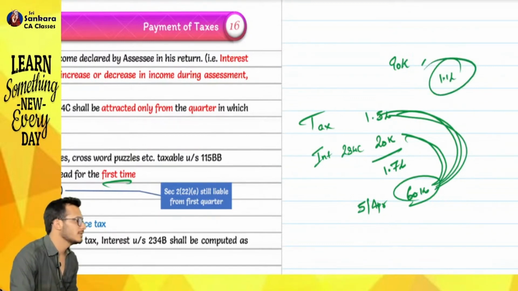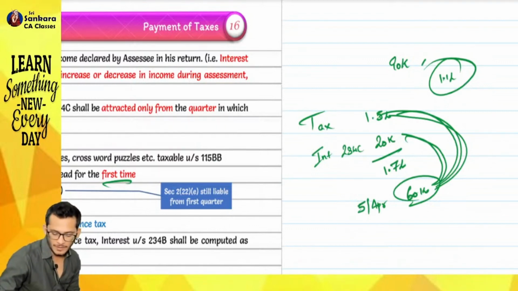So the rule says that, boss, if you have paid any kind of taxes in the form of SAT, it will first be adjusted against interest, then it will be adjusted against taxes. Clearer? Rahul, I have not paid my return also on time.